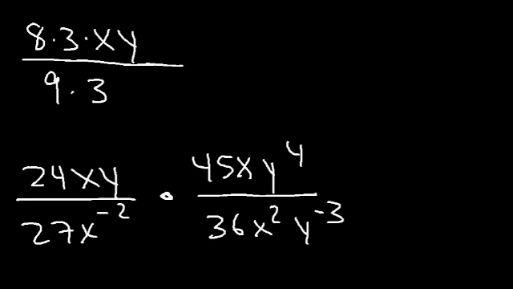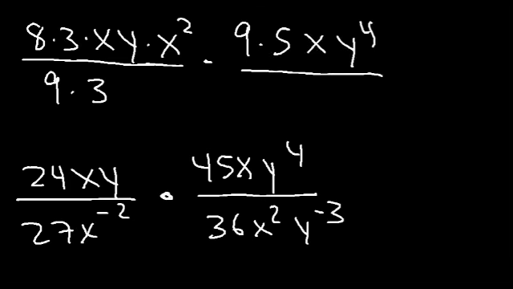And we can move the x to the negative 2 to the top. 45, let's make it 9 times 5. And 36, we could make that 9 times 4, or 6 times 6. So let's change 24. Instead of making it 8 times 3, let's make it 6 times 4. And 36 is going to be 6 times 6. And so we have x squared, y to the negative 3. I'm going to move that to the top.